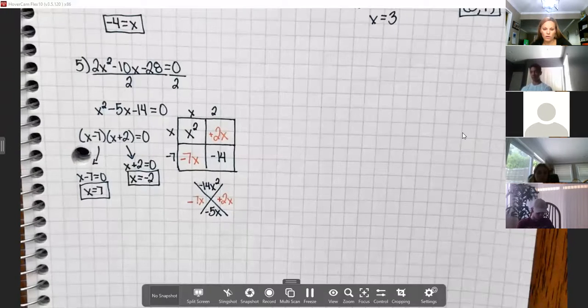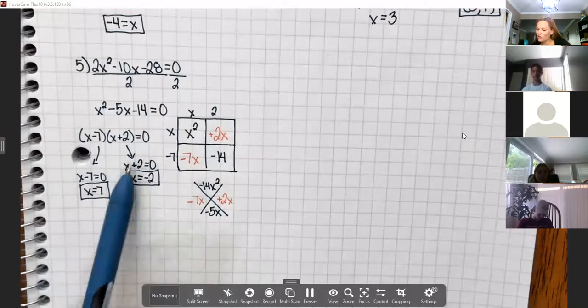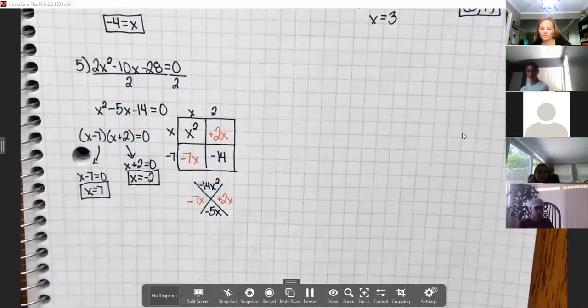Wait, how does x equal negative 2? Because you subtract 2 on both sides. Oh, okay. I understand.